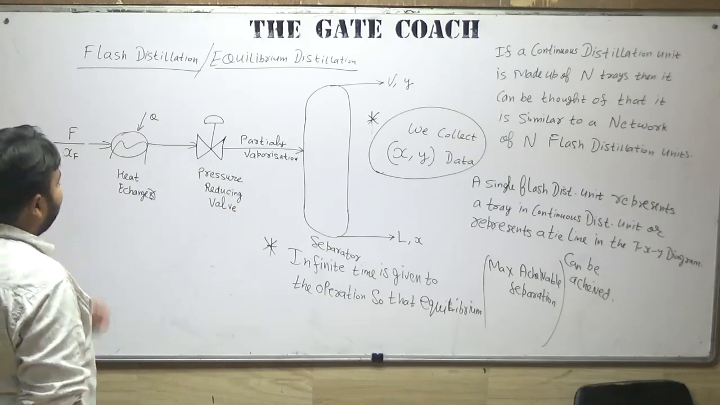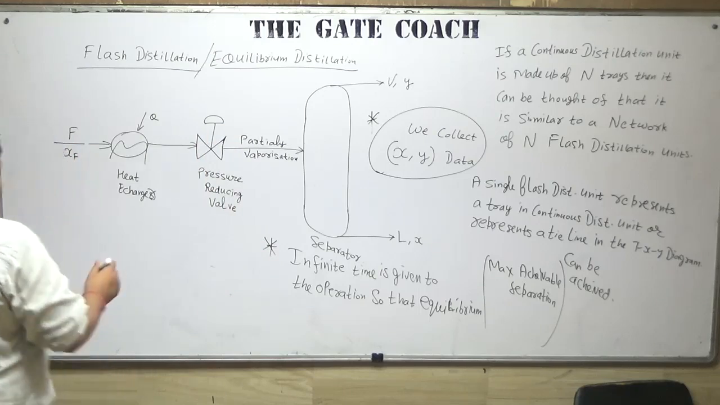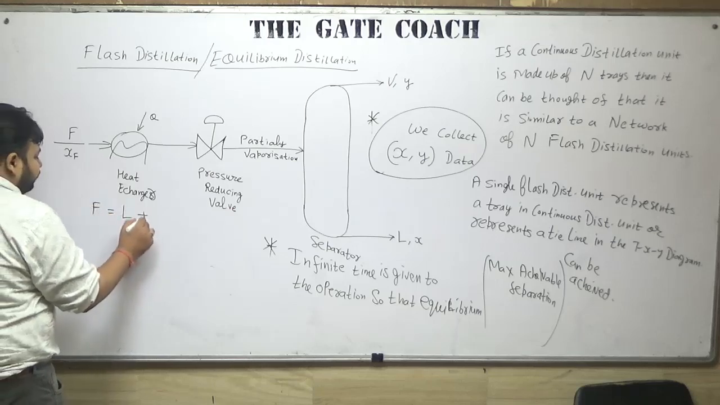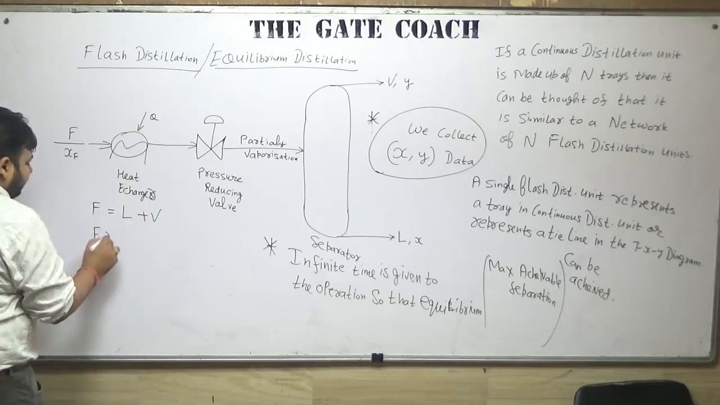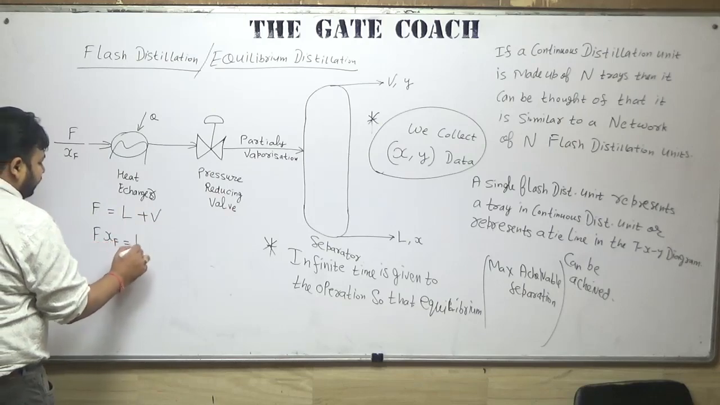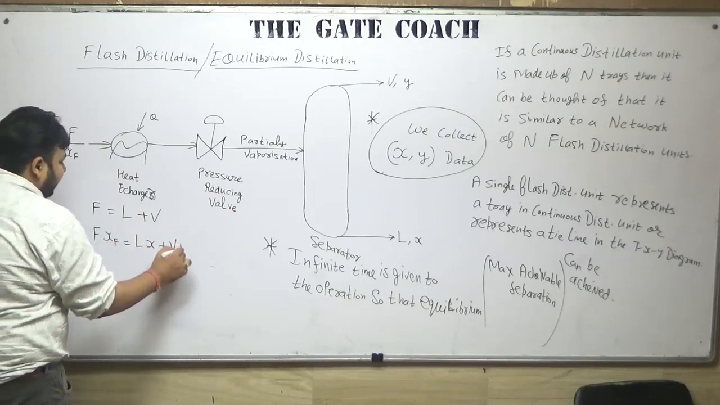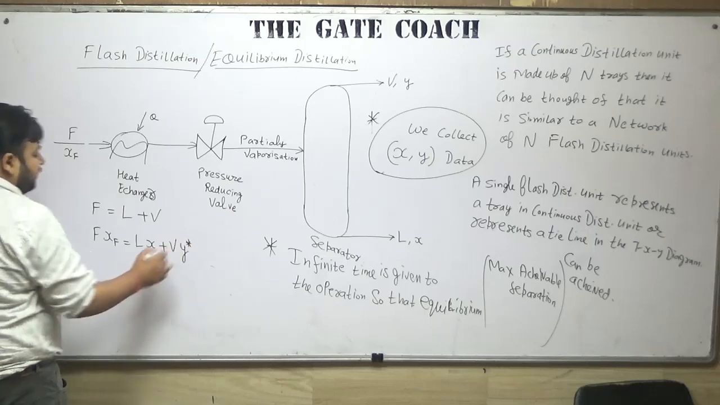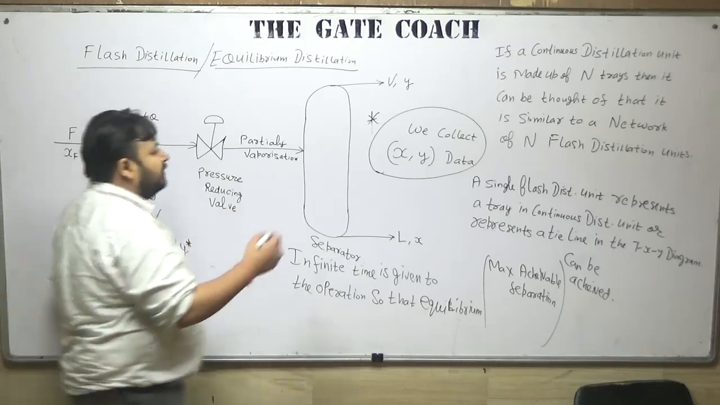Now, the only thing left is the mass balance. So, in the flash distillation, the mass balance is F equals L plus V. Second point is F XF equals L X plus V Y. And generally in the books you will see Y as Y star. You will always find Y with Y star in books.